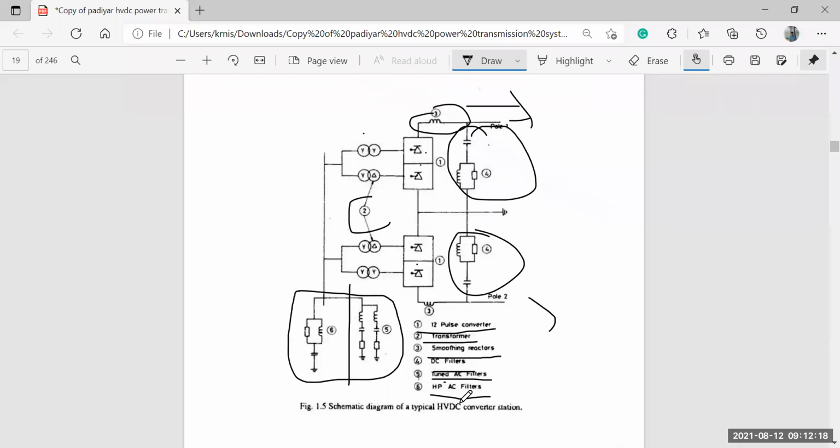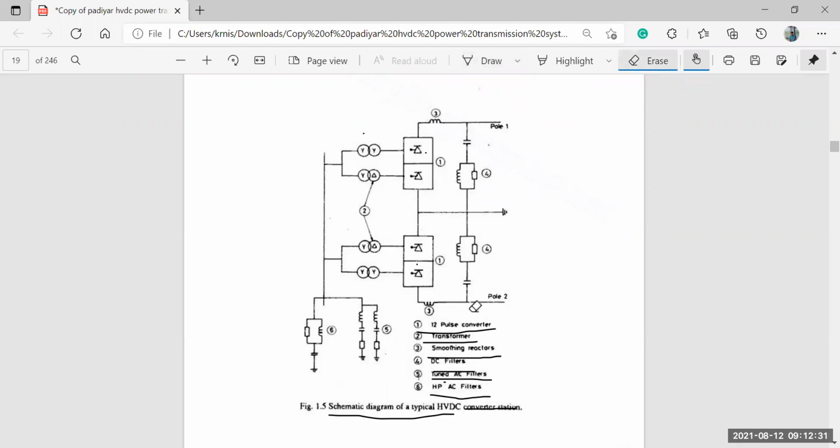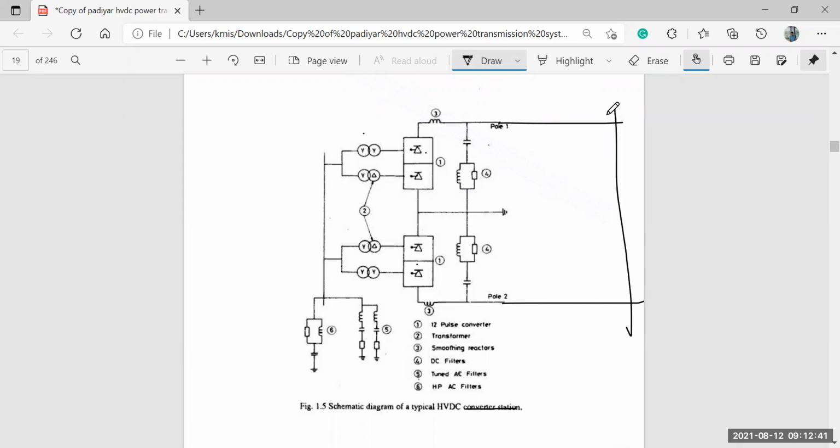Now if in examinations you are told to draw a schematic diagram of a typical HVDC transmission line, what you have to do is draw this entire segment. This would be your transmission line, and again over here you have to draw the same converter station. That would count as a complete schematic diagram of a typical HVDC.